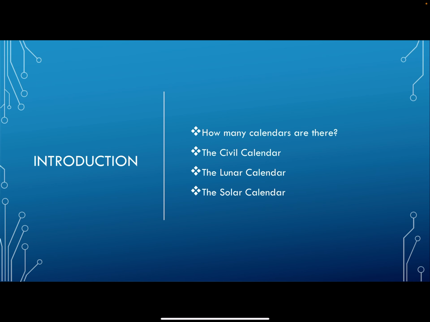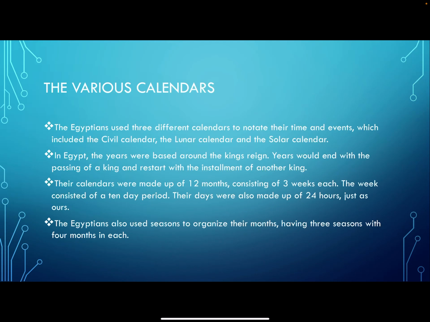So my introduction is how many calendars are there? There were many calendars around the world. However, the Egyptians used three main calendars. So they used the civil calendar, the lunar calendar, and the solar calendar. Okay. And the various calendars. So the Egyptians used three different calendars, as I just mentioned, to notate their time and events, which included the civil calendar, the lunar calendar, and the solar calendar.